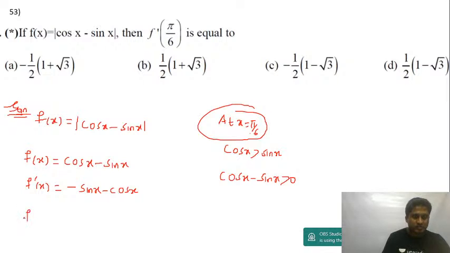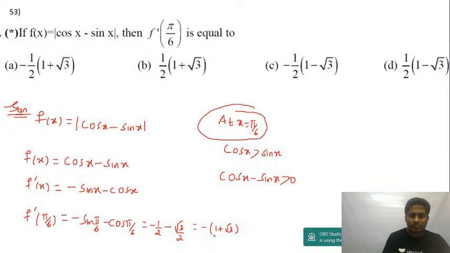Now at x equal to pi by 6, f dash of pi by 6, replace x by pi by 6, this becomes minus sine of pi by 6 minus cos pi by 6. That is equal to, sine 30 is half, cos 30 is root 3 by 2. So taking minus common, you get minus of 1 plus root 3 upon 2, that is the answer, option E. Good question. Let's move to the next question, guys.